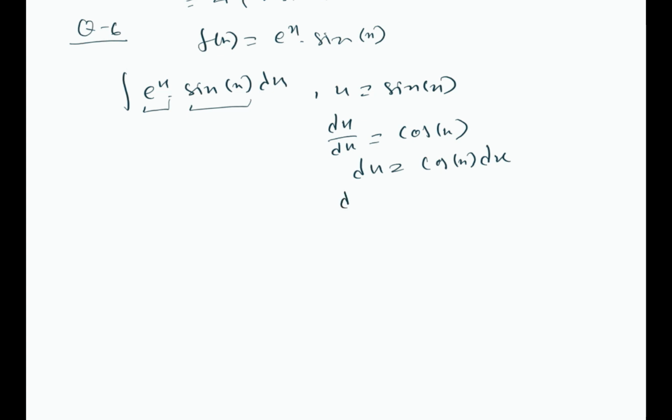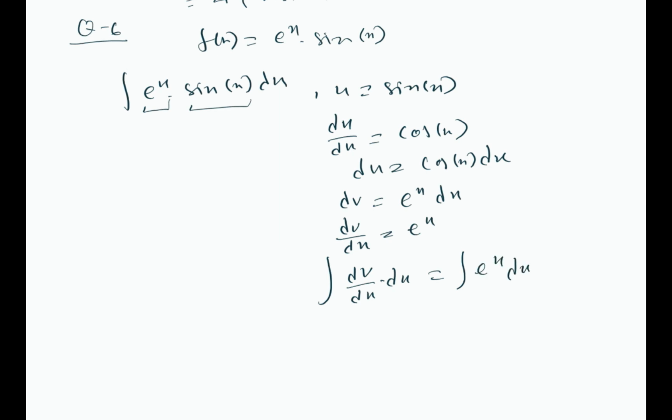So our dv is equal to e to the power x dx, right? If we divide both sides by dx, it would be dv/dx equal to e to the power x. And if we integrate both sides, then it will be the integral of dv/dx dx is equal to the integral of e to the power x dx. So v is equal to e to the power x, the integral of e to the power x, you know, is only e to the power x plus c. So now we have u, du, dv and v.